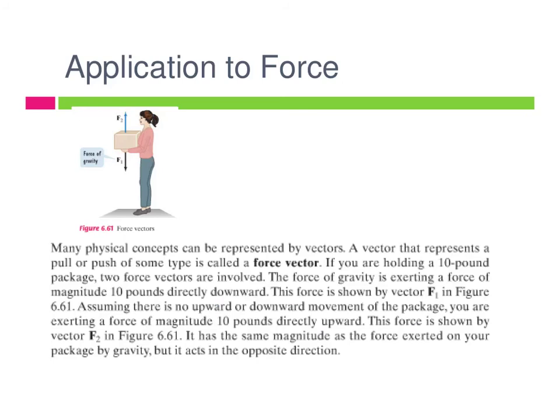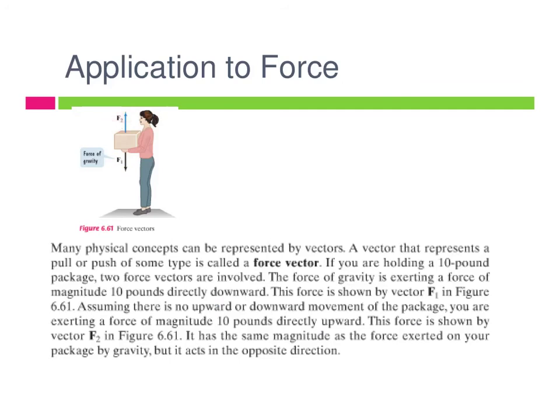The force of gravity is exerting a force of magnitude 10 pounds, so that's F1, and this force is shown by vector F1. Assuming there's no upward or downward movement of the package, you are exerting a force of magnitude 10 pounds directly upward. So that is vector F2.